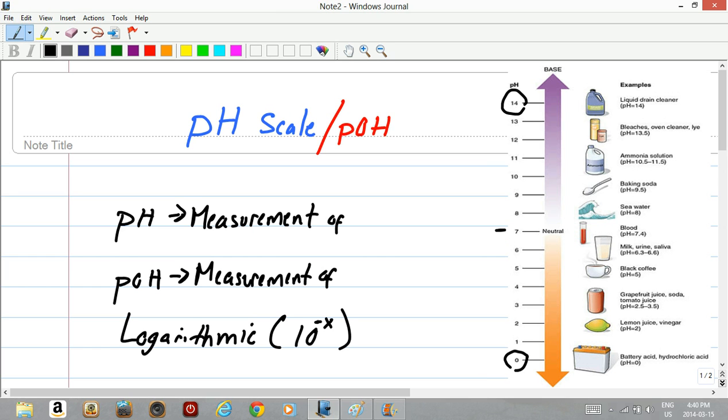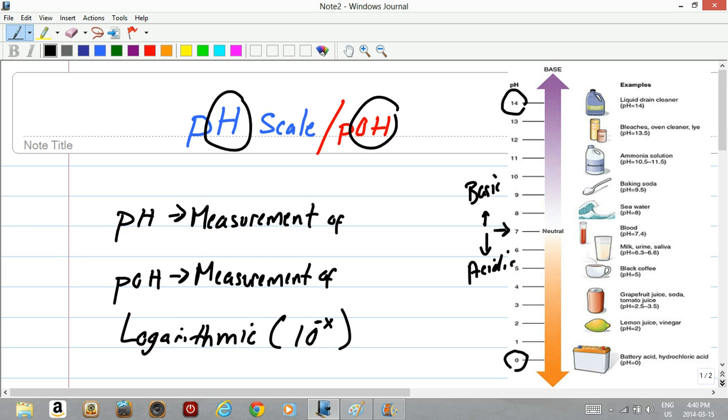Just to understand, if a solution has a pH of 7, that means it is neither acidic nor basic. But as we go down from 7, the solution becomes acidic, and as we move up from 7, the solution becomes basic. What that means is that if it's acidic, it has more hydrogen ions than hydroxide ions. And if a solution is basic, it has more hydroxide ions than hydrogen ions.